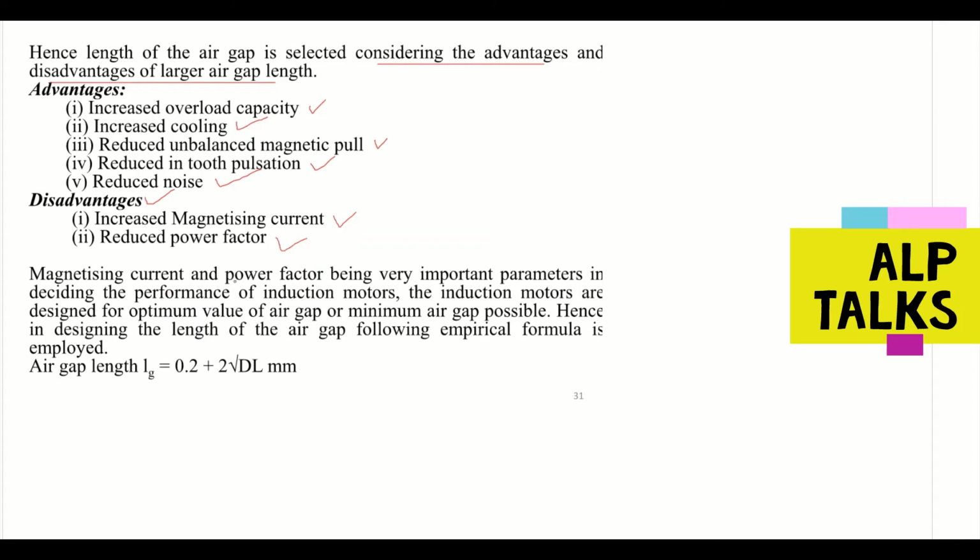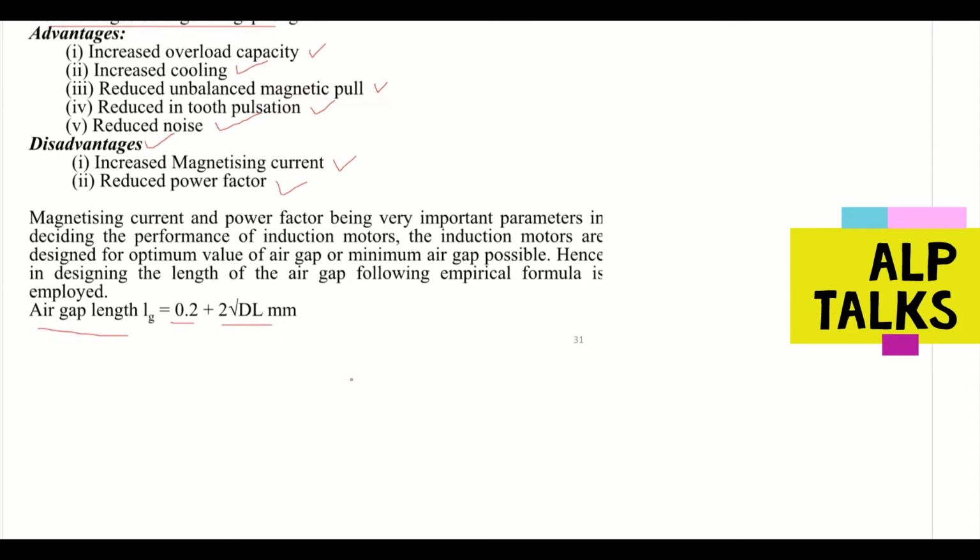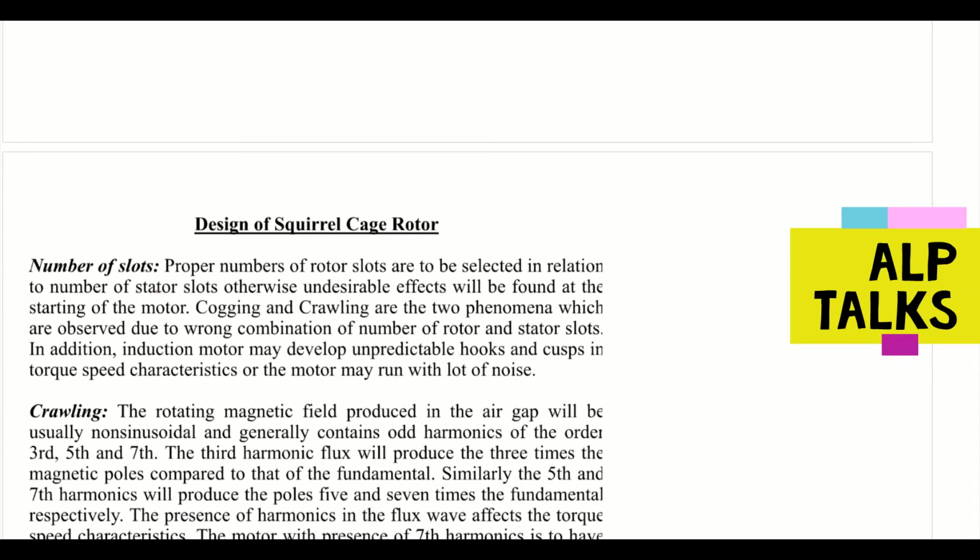So, magnetizing current and power factor being very important parameters in deciding the performance of an induction motor. Induction motors are designed for the optimum value of air gap, or as small an air gap as possible. Hence, in designing the length of air gap, we can use the following empirical formula: the length of air gap lg is 2 into root DL. This is the empirical formula we are using.